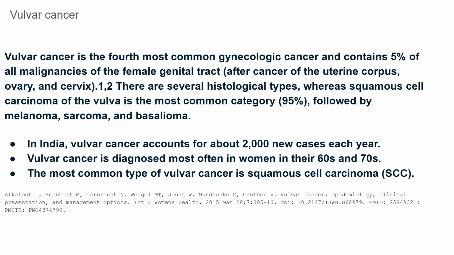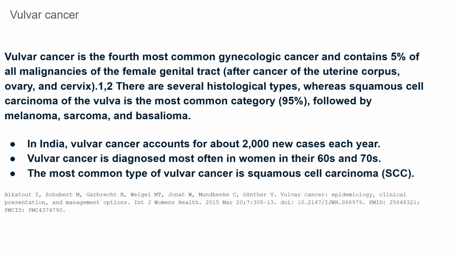The first is vulvar cancer. Vulvar cancer is the fourth most common gynecological cancer and constitutes 5% of all malignancies of the female genital tract, after cancer of the uterine corpus, ovary and cervix. In fact, the majority of patients with gynecological malignancies have cancer of the uterine body, ovary or cervix.